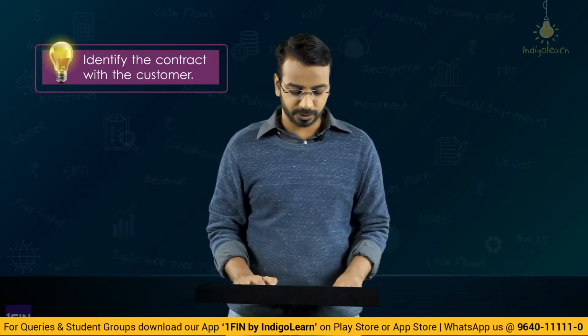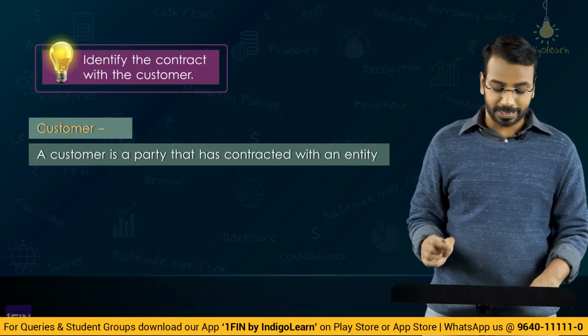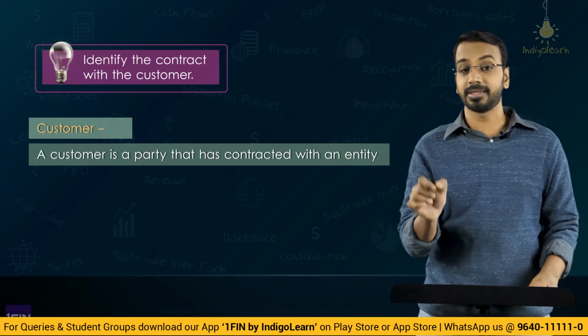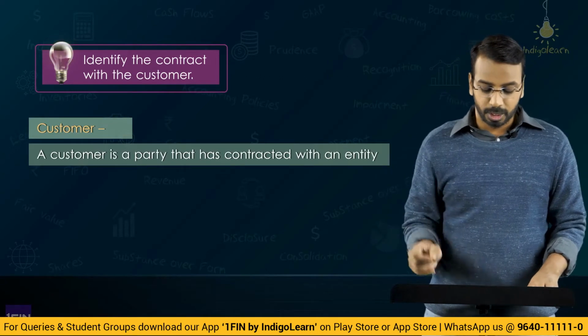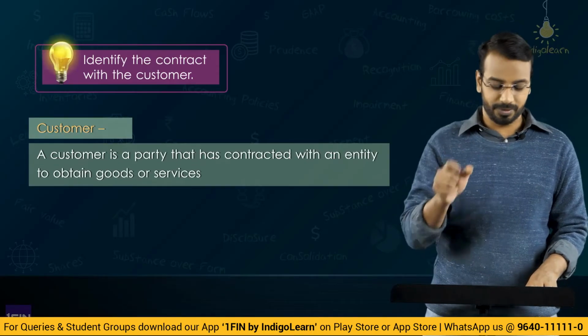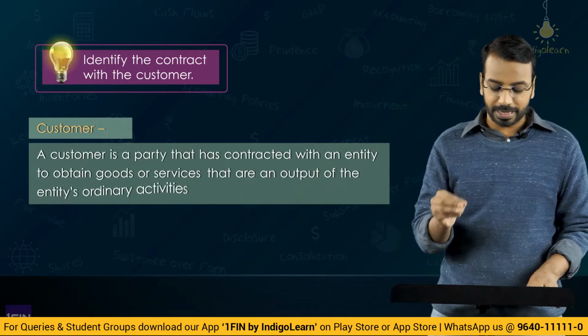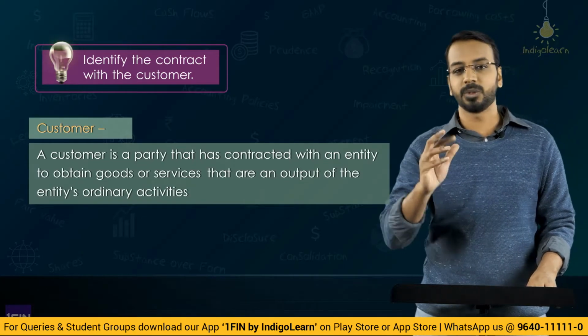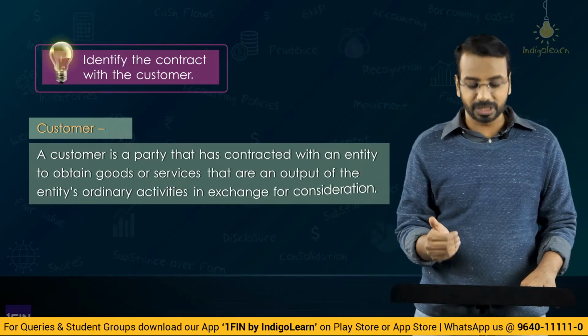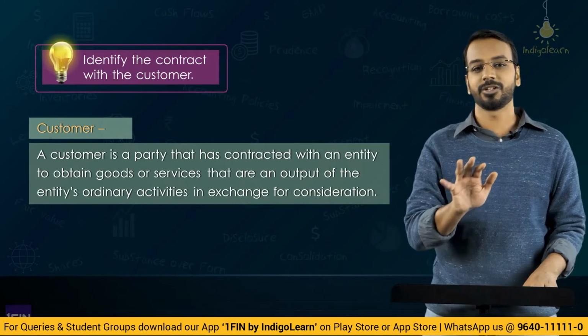So, let's have a look at the definition. A customer is a party that has contracted with an entity, where the entity is the reporting entity, to obtain goods or services that are an output of the entity's ordinary activities, in exchange for consideration. This is the definition of a customer.